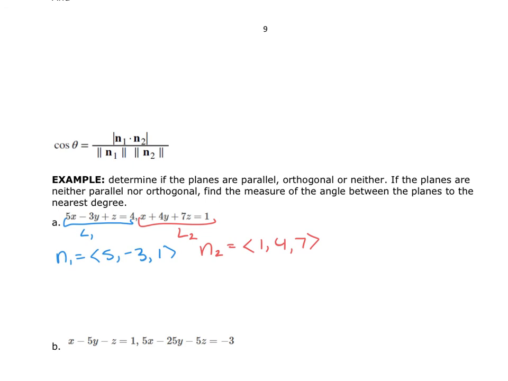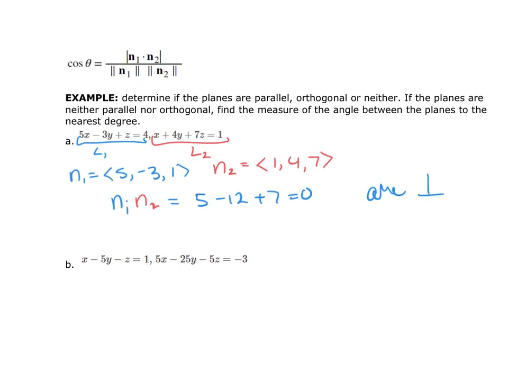So then I'm going to look to see if they are orthogonal. I'm going to do the dot product of n1 and n2. When I do this dot product, I get 5, and then -12 plus 7, which is equal to 0. Oh, these planes are parallel. Excuse me, perpendicular. These planes are perpendicular. So the angle between them, of course, is 90 degrees, or pi over 2. Take a look at my next example here.